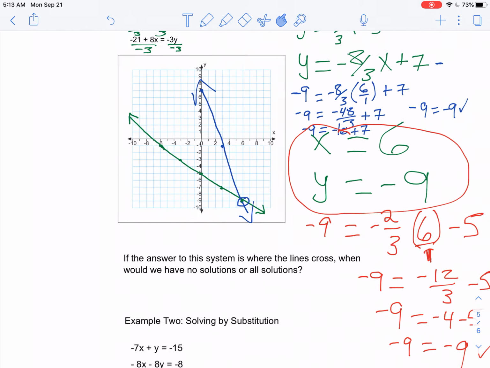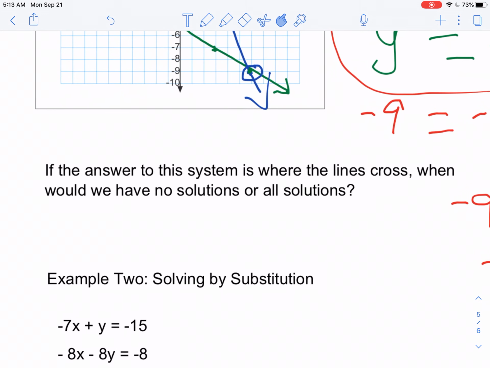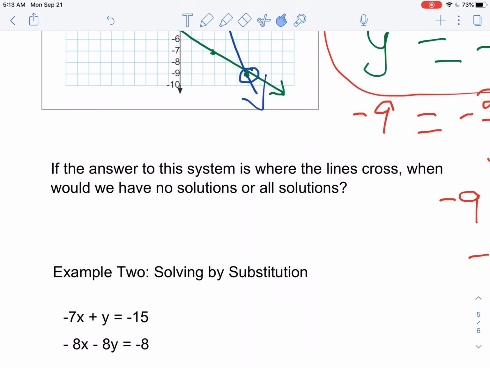So real quick, just to get us thinking about it, if the answer to the system is where the lines cross, when would we have no solutions or all solutions? Well, there's really only two cases if we think about it. What would happen if our lines are parallel, right? If we have two parallel lines, when would our lines cross? Well, never. So when we have parallel lines, we're going to have no solution.